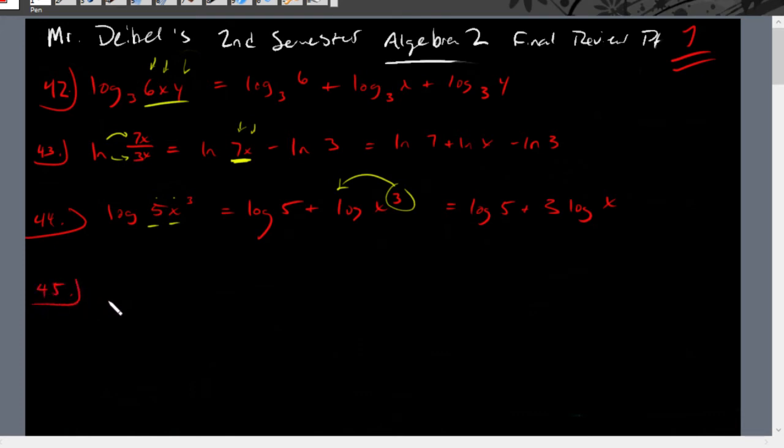Number 45. This will be the last problem on this part, and then we'll move on to sequences and series. Log of the quotient x to the fifth y to the negative 2 power over 2y. Now this one is really tricky.